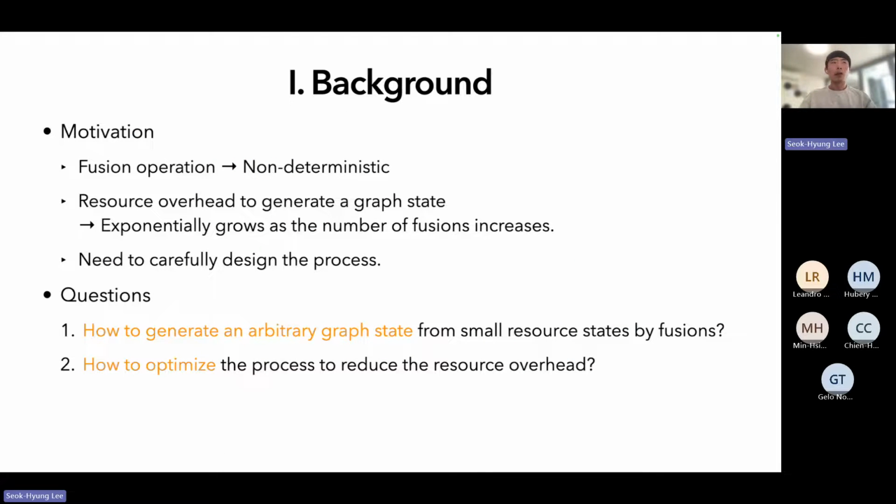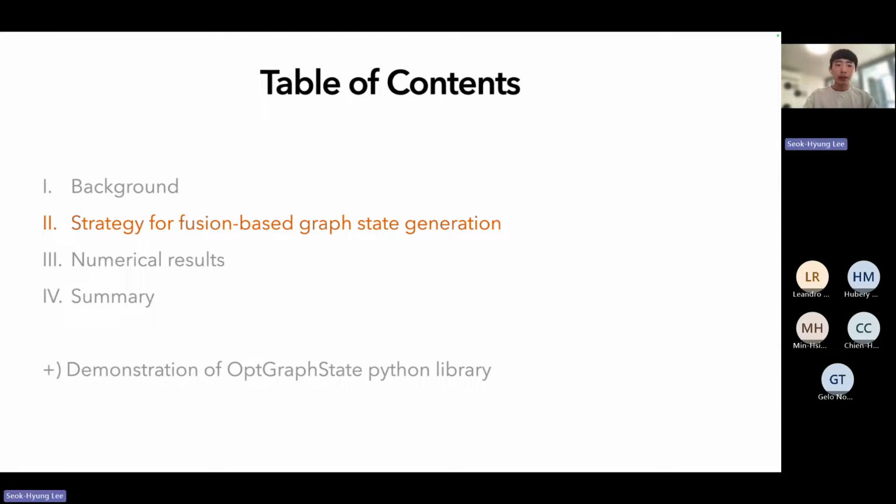However, the non-deterministic nature of fusions is still a significant obstacle when generating large graph states because it requires resources that grow exponentially as the number of fusions increases. Our motivation for this work was to answer the question of how to generate an arbitrary graph state through fusions from small graph resource states, and how to optimize this process and calculate the resource overhead. That was the background of our work. And now let's move on to the main part.